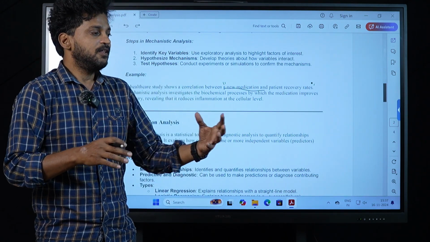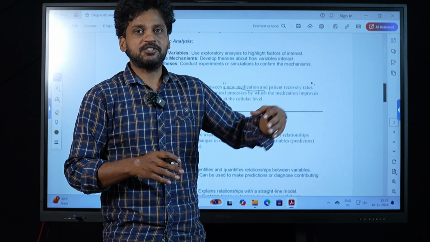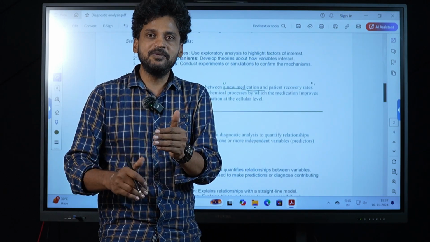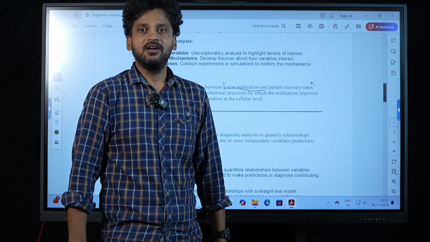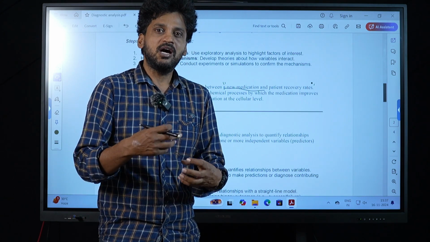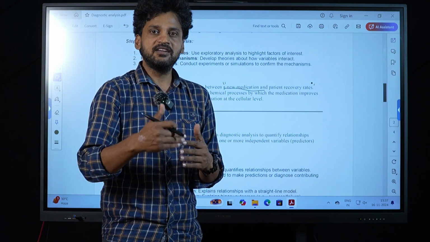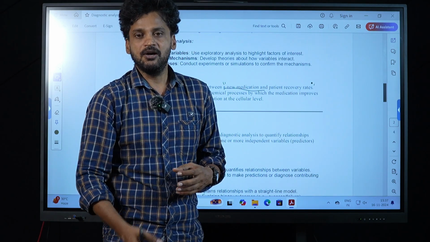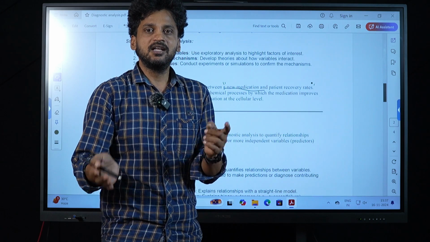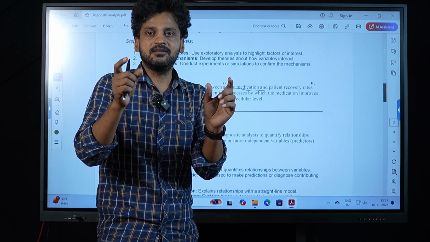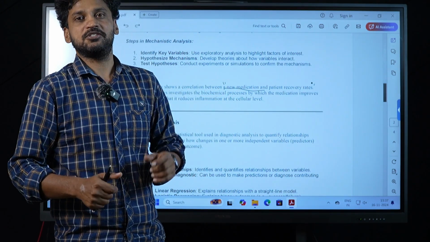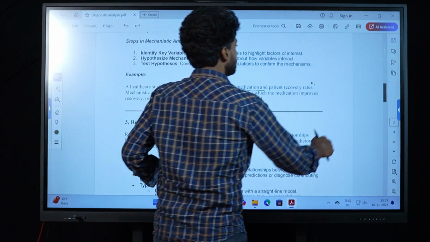The thing is, some event happened in the past, and for that, a tool has been identified. Then, by using this tool, how would I be able to optimize this event in the near future? If that event is going to happen in the near future, how would I be able to optimize it? The relationship such as COVID and the newly introduced medicine. That is called mechanistic analysis.